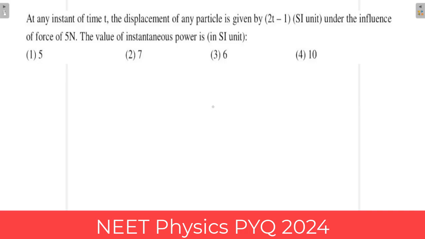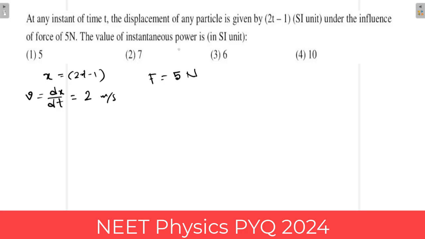So here the displacement x is given by 2t minus 1 in meter. So this is 2t minus 1. So the velocity v at any time is dx/dt, which is 2. So 2 meter per second. This is the velocity. And the force F is 5 Newton.